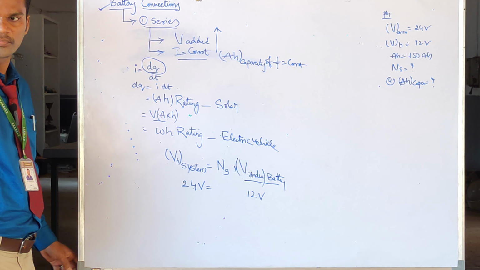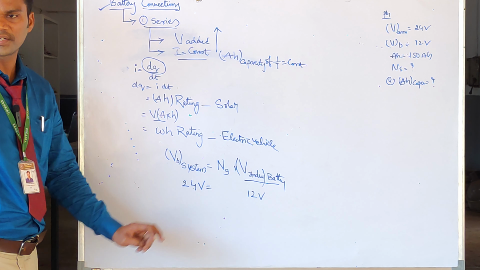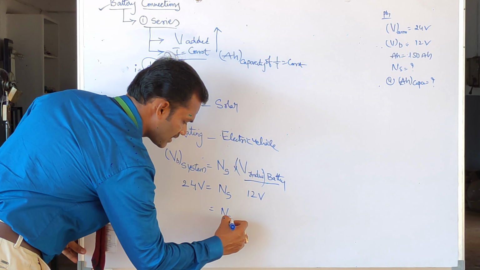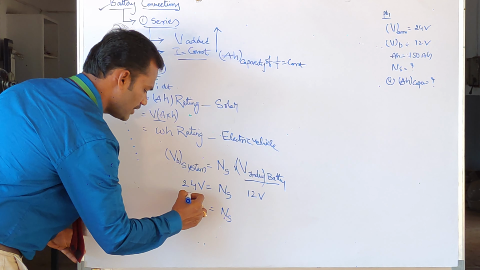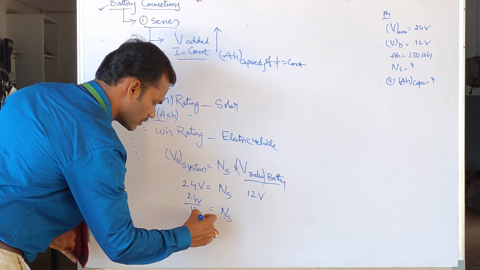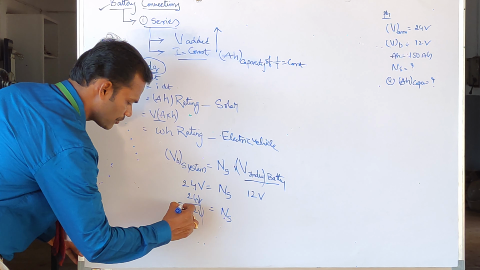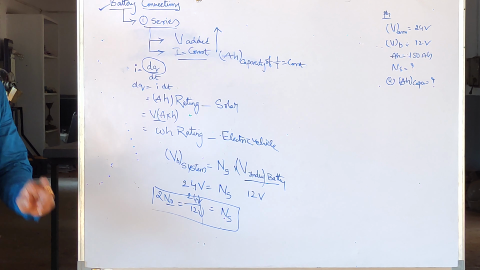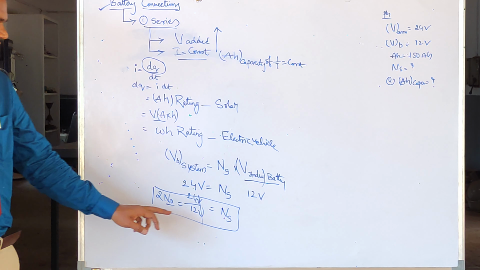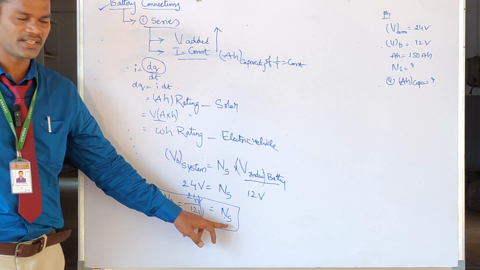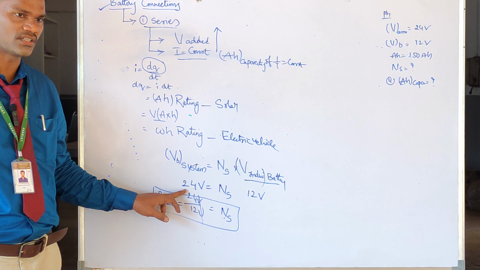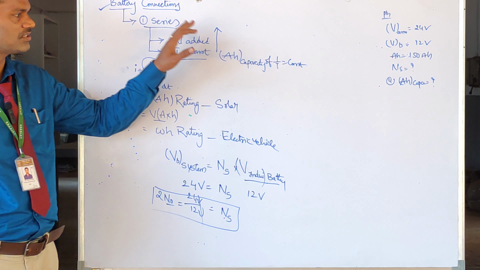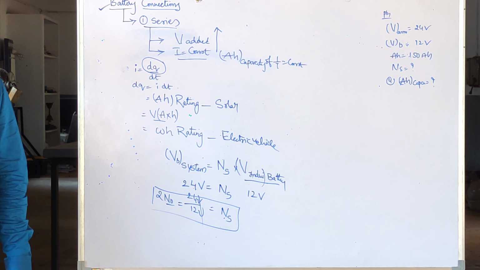The problem asks us to identify the number of batteries to be connected in series connection. Therefore, NS, the number of batteries in series, is equal to 24 volts divided by 12 volts. The volts get cancelled out and you get 2. So 2 batteries are required to be connected in series connection to get a system voltage or array voltage of 24 volts, where the individual battery voltage is 12 volts. Okay, so this is how to analyze the series connection of batteries.